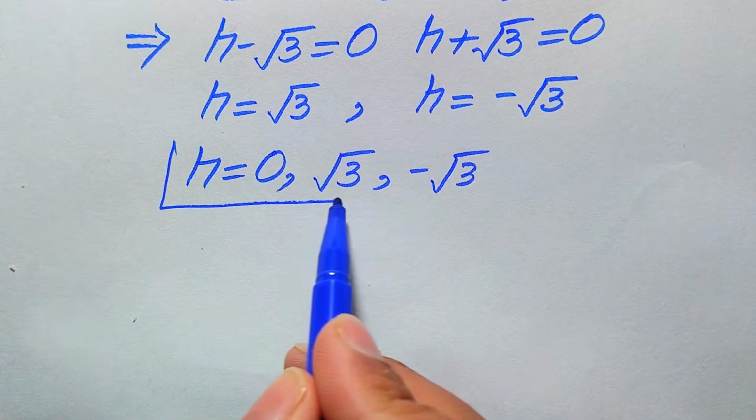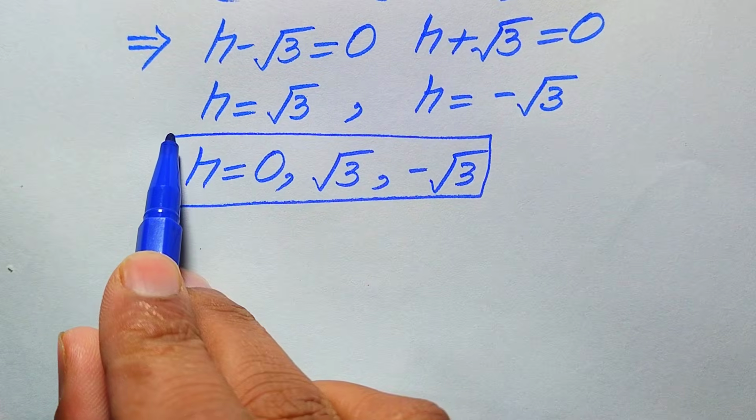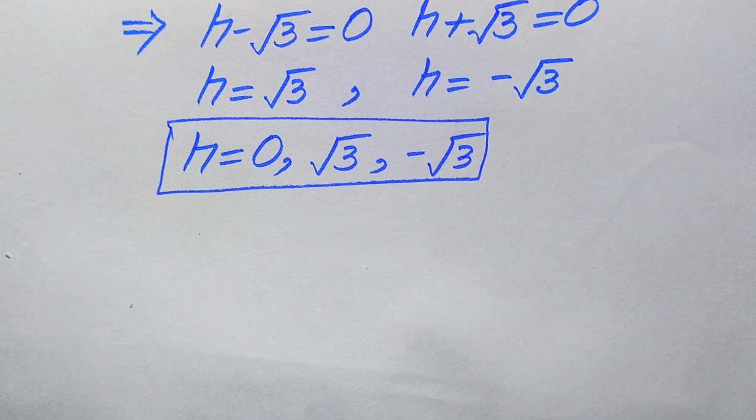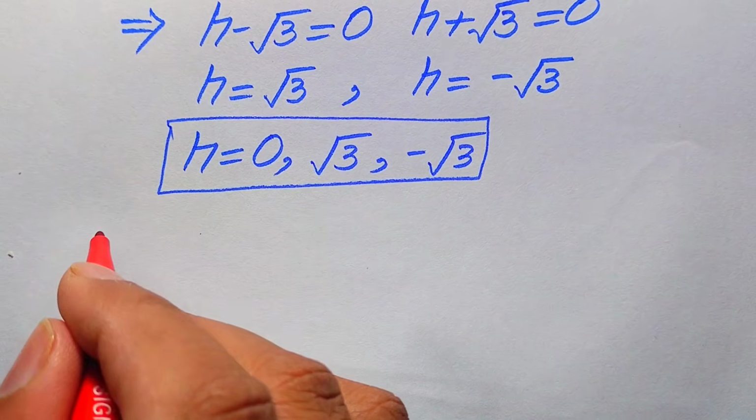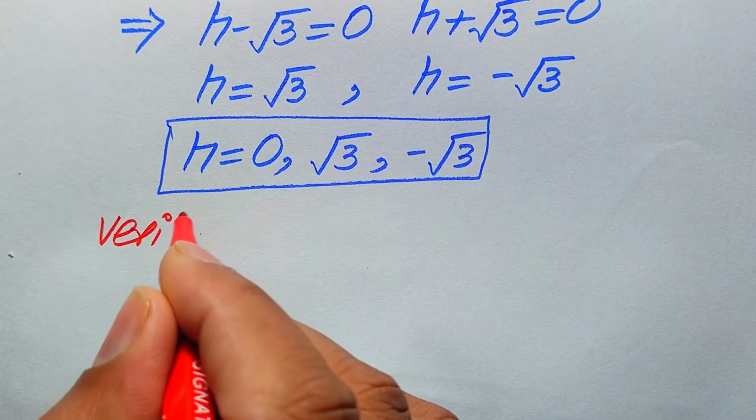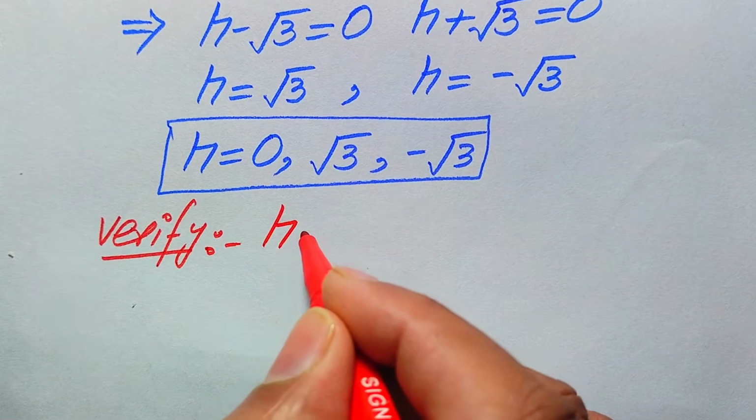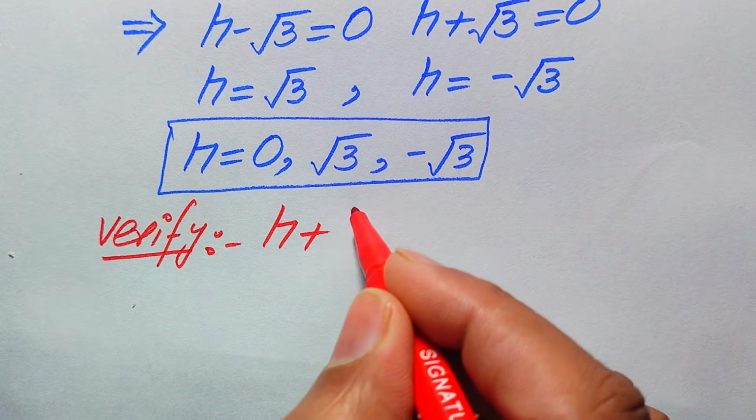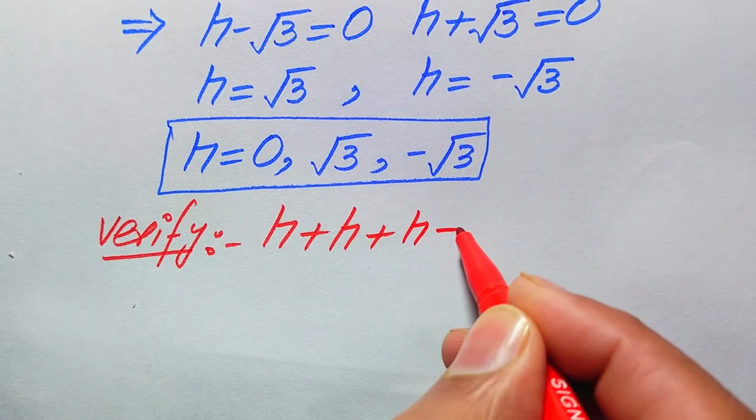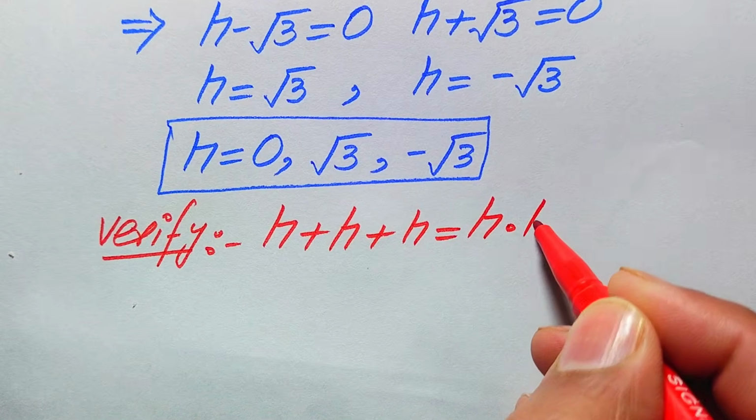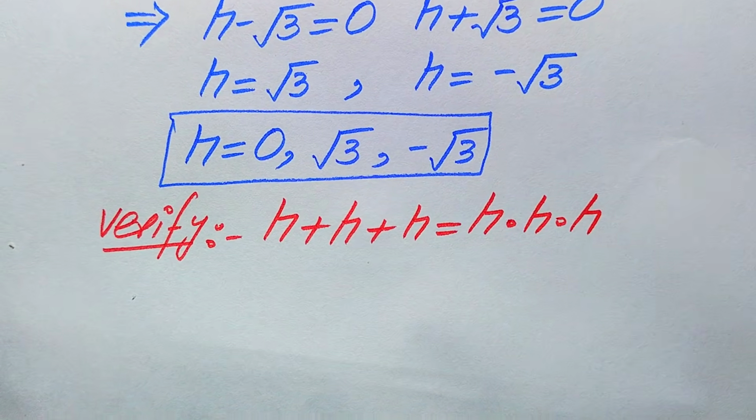So in the next step we need to verify which of these roots are solutions and which of these roots are extraneous roots. For verification of these roots we need to copy down the given question statement here, and our given question statement is h plus h plus h is equal to h multiplied by h multiplied by h.